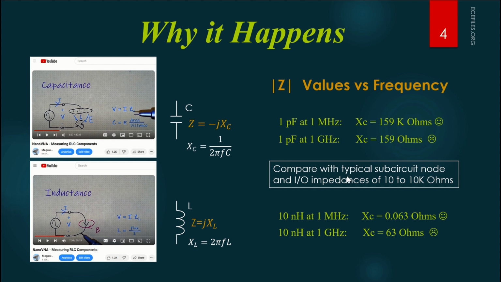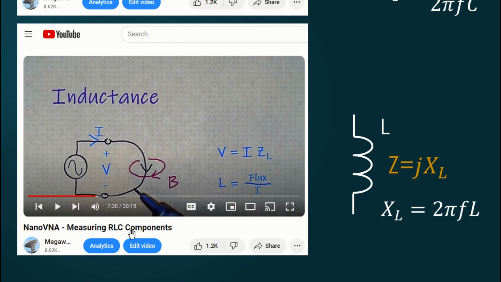Now, 160 ohms is getting to be pretty significant because most of the sub-circuit node impedance and IO impedances in your circuit are probably between 10 ohms and 10K, and this is smack dab in the middle. So suddenly you've got a circuit component that is affecting things that wasn't intended. So that's our problem. Similarly, in that video, we talk about and demonstrate with some measurements inductance from just currents going through wires. Don't worry about this particular diagram. It'll be explained in that video if you want to watch it.